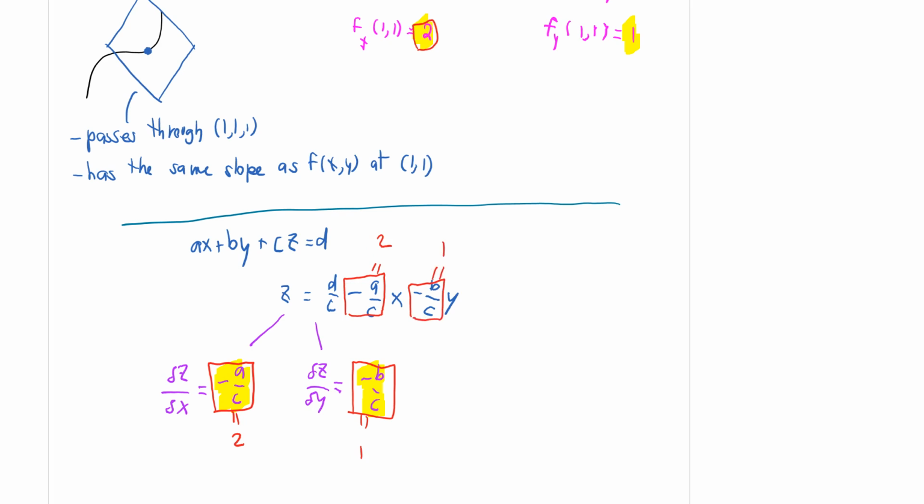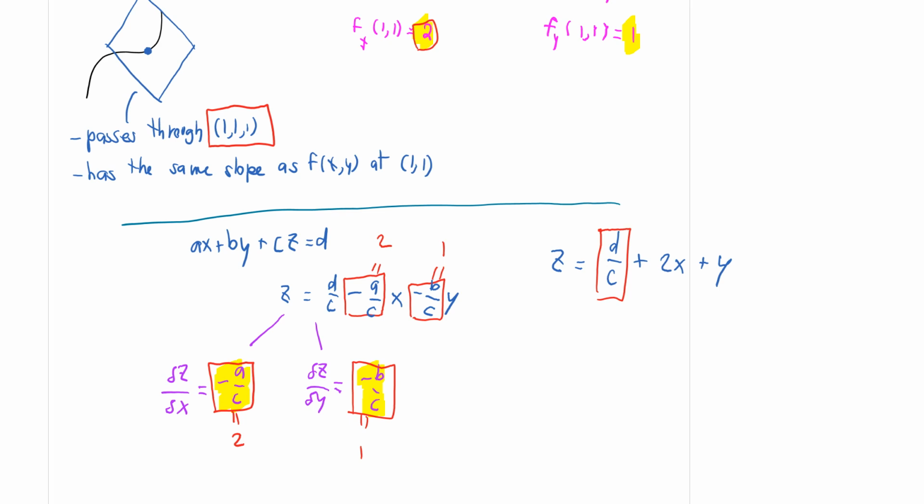That means my z right now looks like d/c + 2x + 1y, which is plus y. Now, I still need to figure out what this d/c is, but I have one extra piece of information left. I know that my plane needs to pass through (1, 1, 1). So if I plug in 1 for x, 1 for y, and 1 for z, I will be able to figure out what this thing in the red box is.